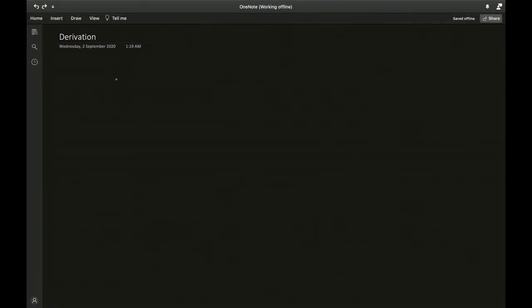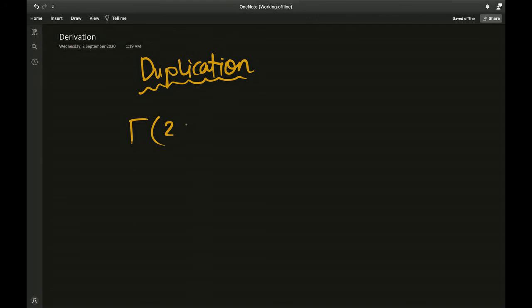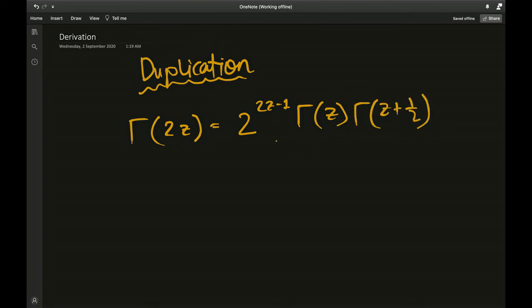Okay, so the derivation for the duplication formula of the digamma function isn't a hard job, because when we talk about the duplication formula, first we did the normal gamma function. So gamma of 2z was nothing but 2 to the 2z minus 1 multiplied with the gamma of z times the gamma of z plus 1 half divided by square root of pi.